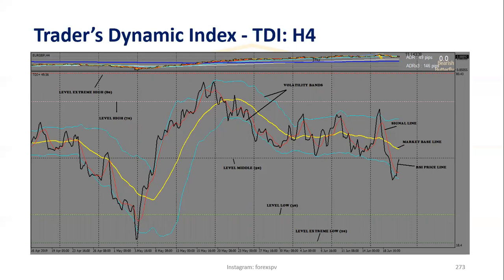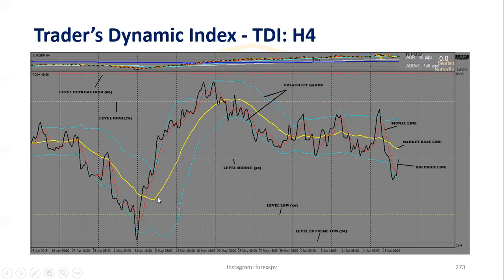So here are the parts of the TDI. Just like the RSI, we have these levels, which we have the level middle, which is the 50 level. So from down here going up is 0 to 100. So we have the level extreme low, which is the 20, the level low, which is 30, and the 50 level, which is the level middle. We have the level high, 70, and the level extreme high, which is the 80 level.